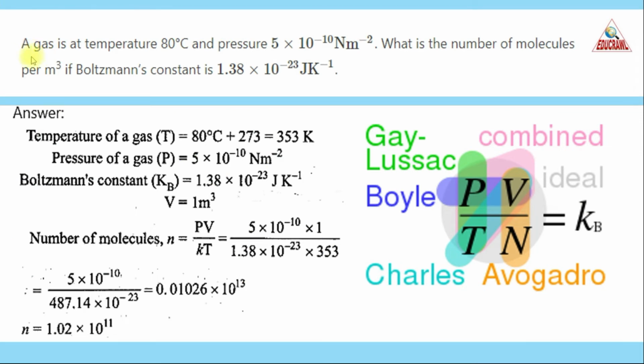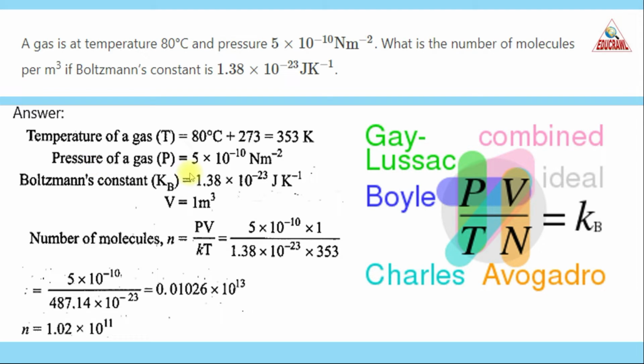The next problem. A gas is at temperature 80 degrees Celsius and pressure 5 into 10 power minus 10 Newton per meter square. What is the number of moles per meter cube if Boltzmann constant value is given as 1.38 into 10 power minus 23 joule per Kelvin? So they have asked to find the number of moles. The given data is temperature T is given as 80 degrees Celsius, which you have to convert into Kelvin by adding 273. So the answer is 353 Kelvin.